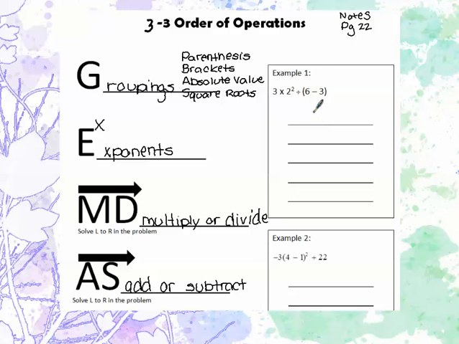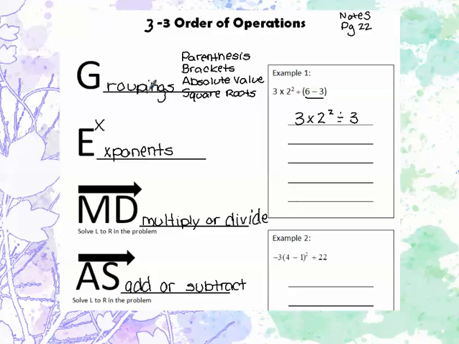All right, let's look at an example. So if we look at the first example on the top of page 22, first thing that we're going to do is we're going to look, do we have any groupings? Well, yes we do. We do right here, 6 minus 3. If we do 6 minus 3, we get 3, and we're going to copy down all the rest of the problem with that. So we have 3 times 2 to the second power divided by 3.